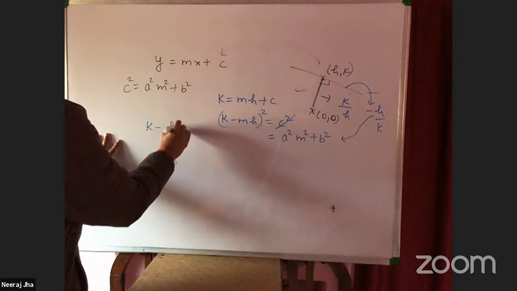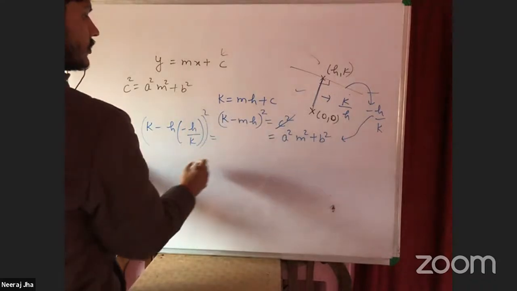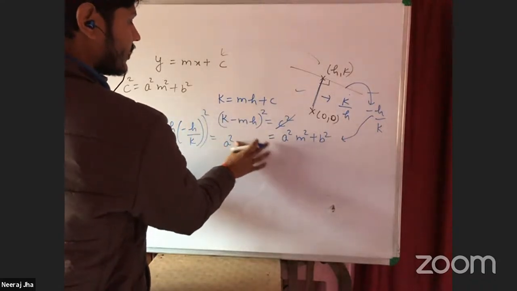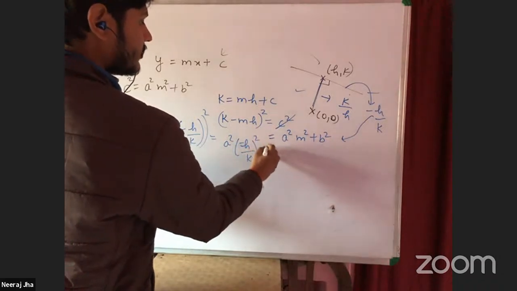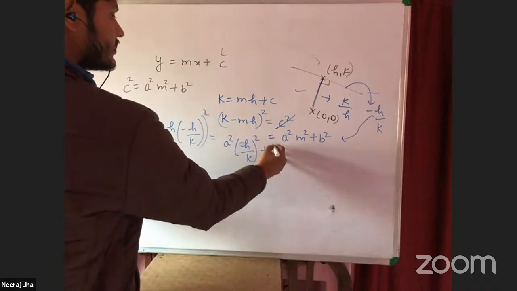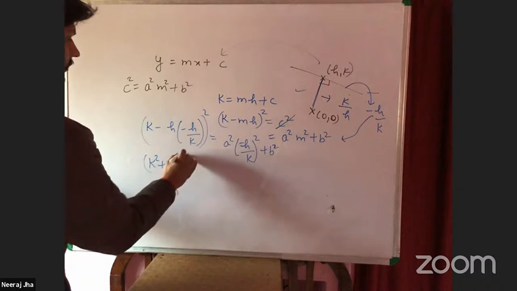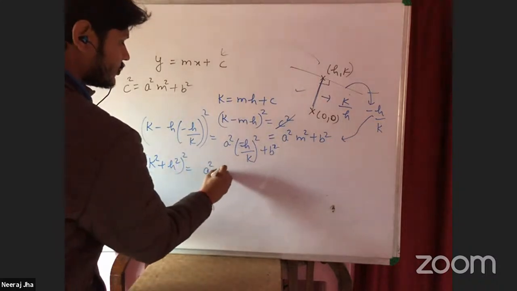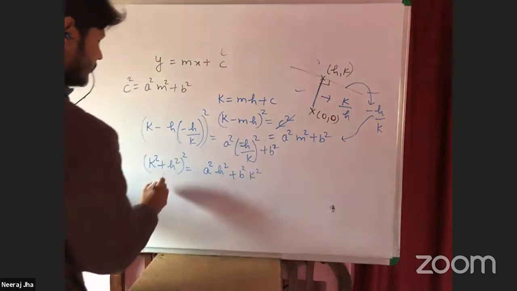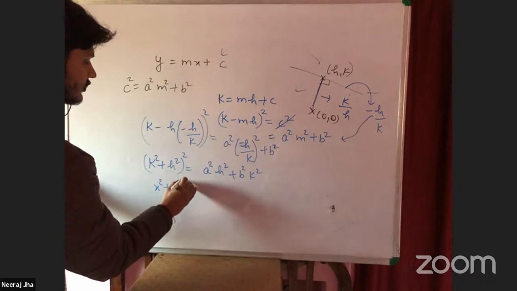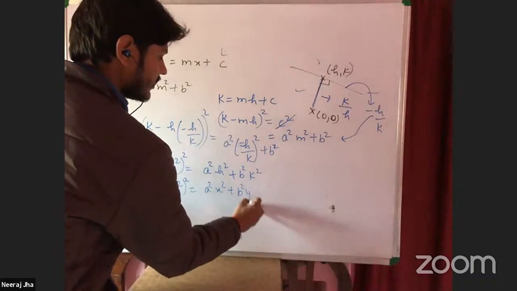So k minus h into minus of h upon k, whole square, is equal to a square into m square, that is h upon k whole square, plus b square. That means k square plus h square, whole square, is equal to a square h square plus b square k square. That means x square plus y square, whole square, is equal to a square x square plus b square into y square.